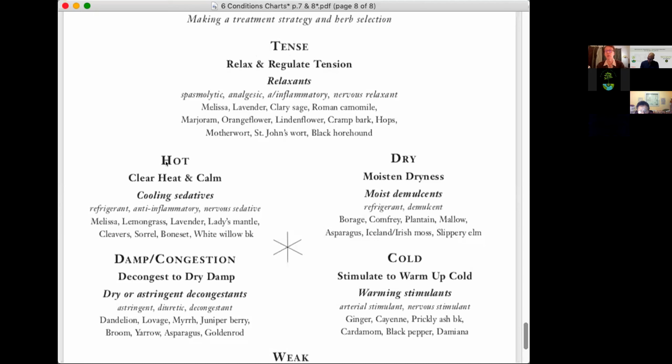So, for example, someone can have a fever, an infection with a fever, a hot condition, which creates agitation, restlessness, and it creates systemic tension.